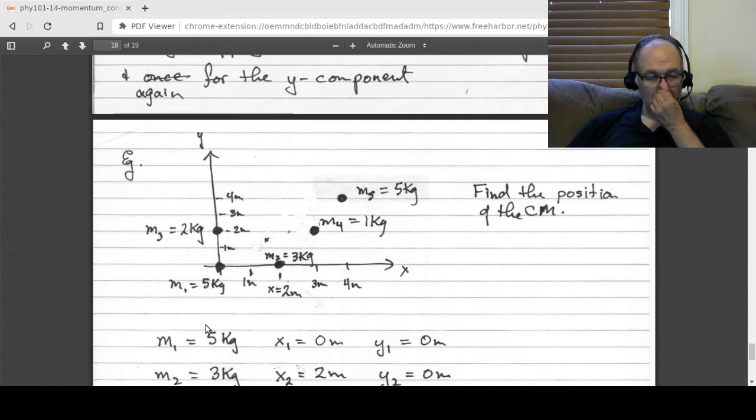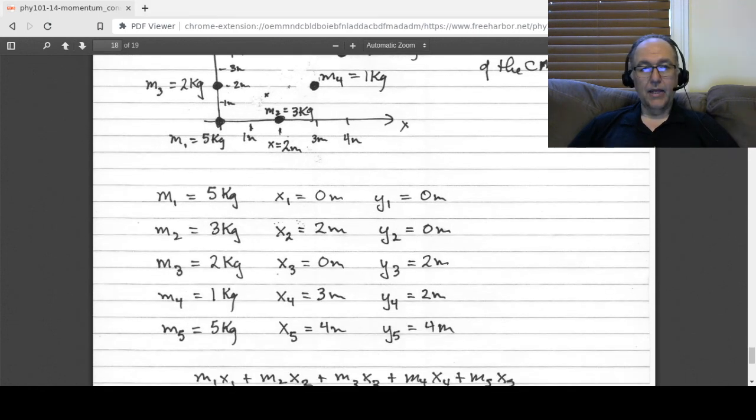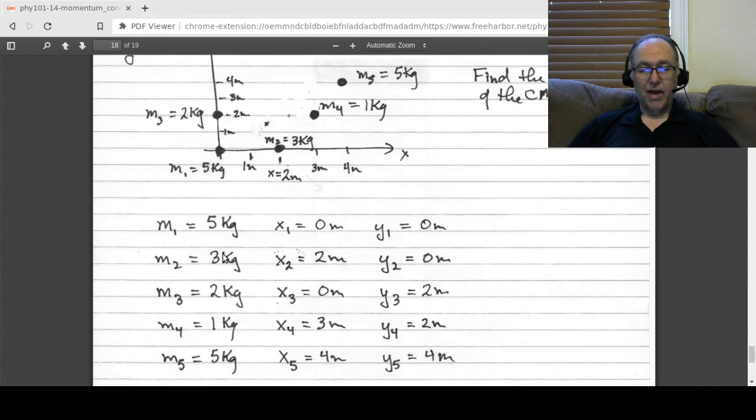I'm sorry that the diagram is not the best, but we have an x-axis here, a y-axis here, and we have 5 masses. Here's mass number 1, here's mass number 2 on the x-axis, here's mass number 3 on the y-axis, and here's mass 4 and mass 5, somewhere in the plane. Over here I give you the numbers, so you don't have to read them off the graph. That 5 kilogram mass is right at the origin. So x1 is 0 and y1 is 0.